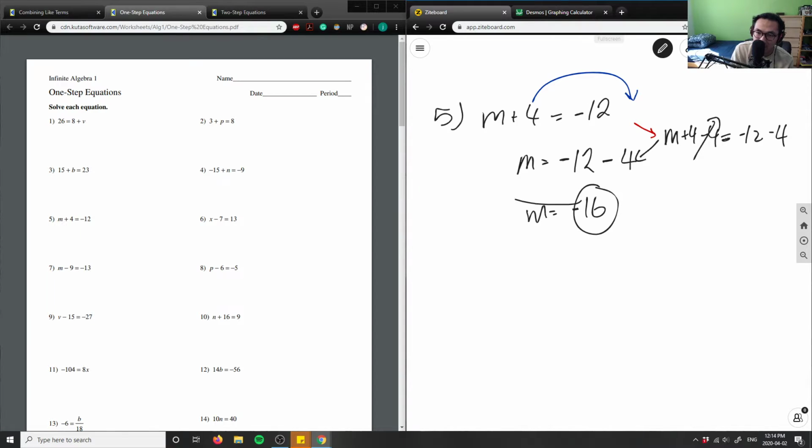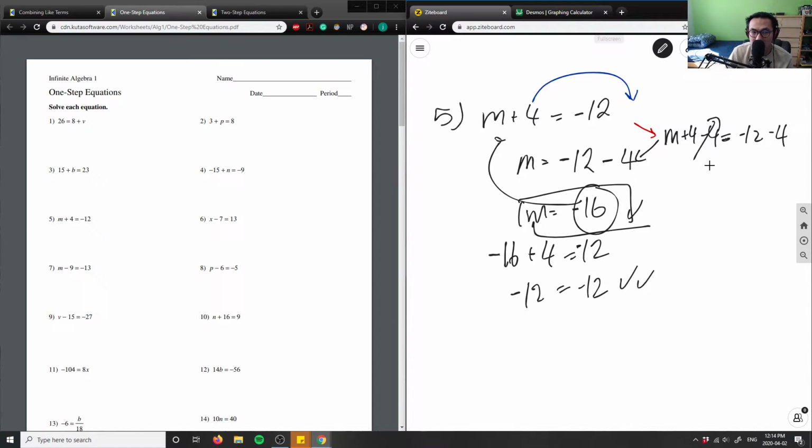Sub this negative 16 back for m. So we get negative 16 plus 4 here equals negative 12, which means the answer is correct here, right? So m equals negative 16 will be our answer for number 5.